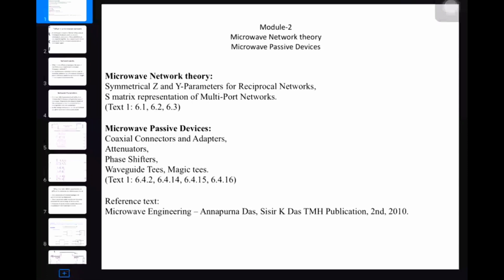In the microwave lab, in a communication system, one of the parts is a microwave part. So there are nearly 4 to 5 experiments that you will perform, and for all of these, these topics will be important for you. Okay. So starting with the first one, that is microwave network theory.